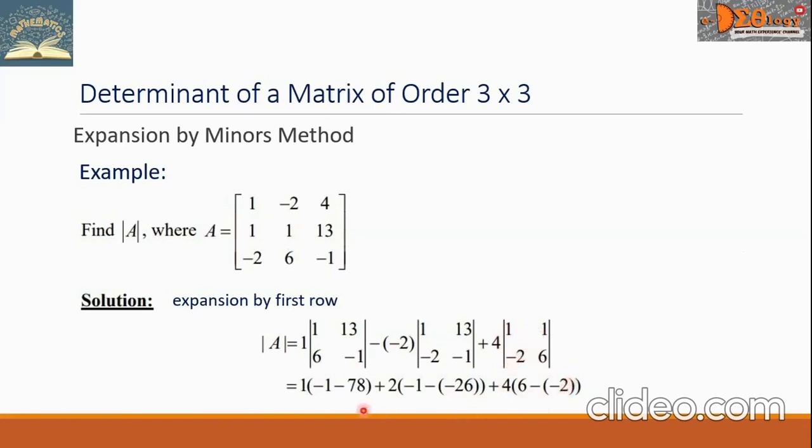So we have here 3 groups. We can simplify the first group into negative 79, plus the second group is simplified into positive 50, plus the third group is simplified into 32. The final answer now is 3. This is the determinant.